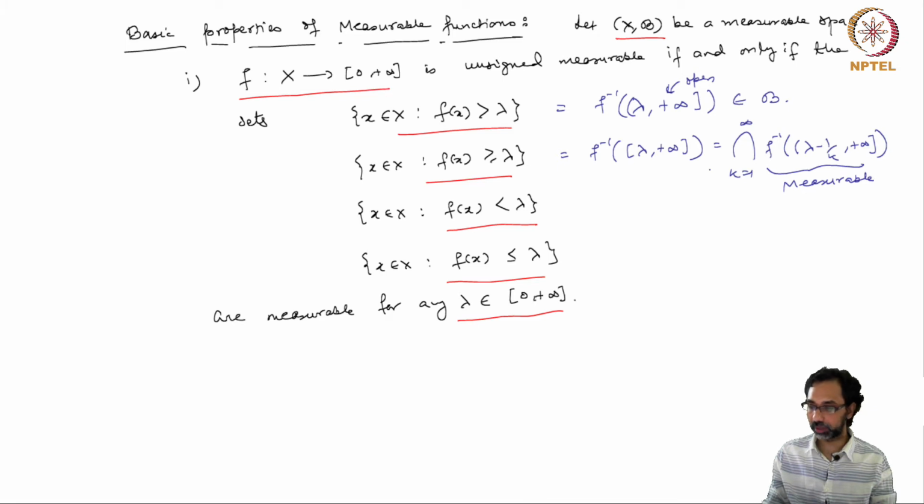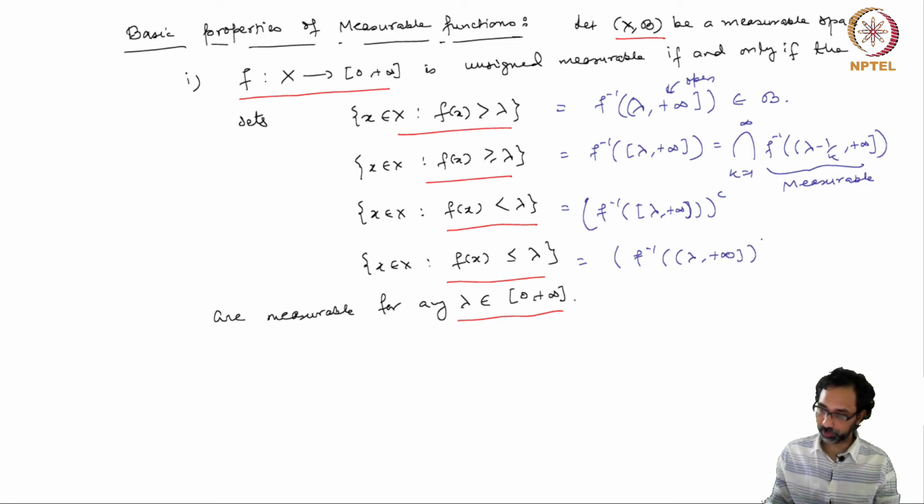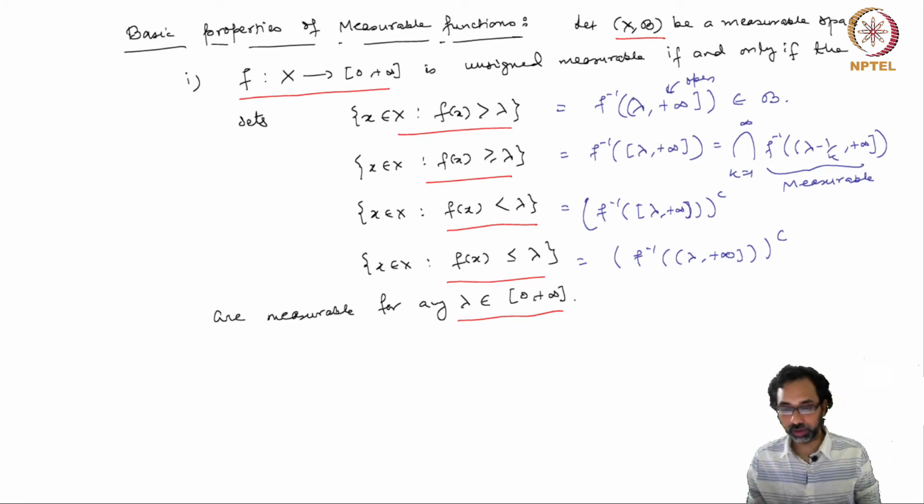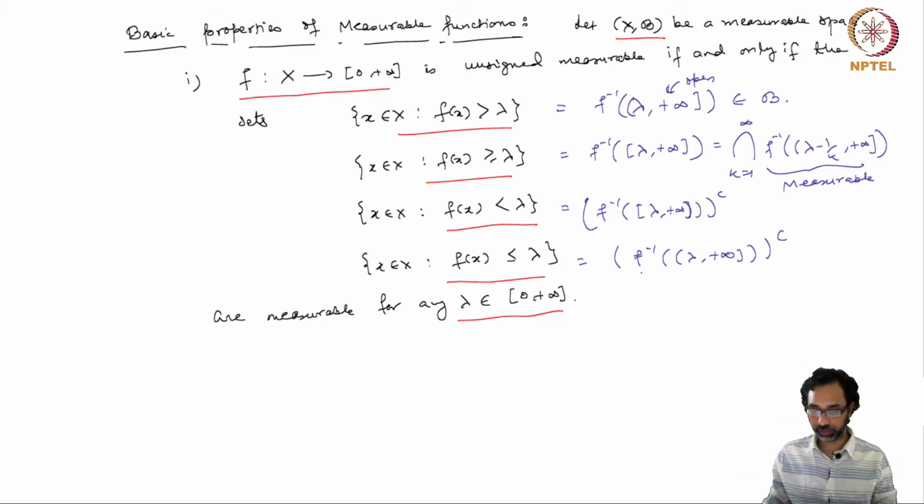So these are all Borel subsets and measurable sets. The intersection is also measurable because B is a sigma algebra. Similarly, one can show this for f(x) less than lambda. This is f inverse of the complement of [lambda, plus infinity), and the other one is f inverse of the complement of (lambda, plus infinity). Because B is closed under complements, we have that these are all measurable.